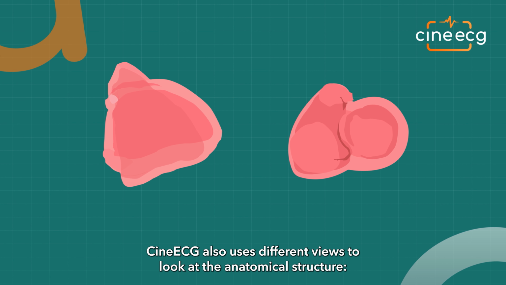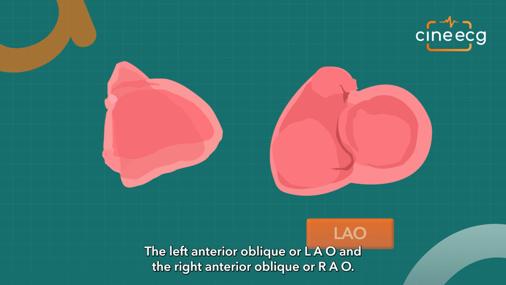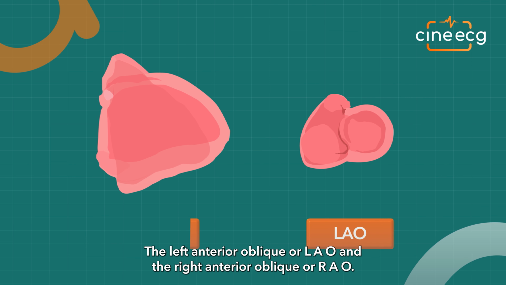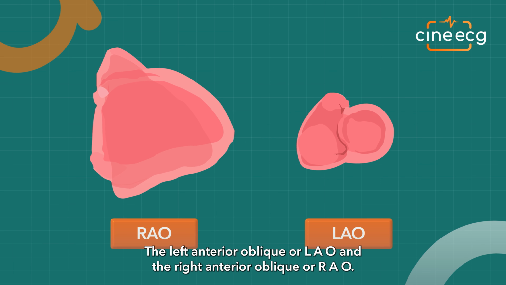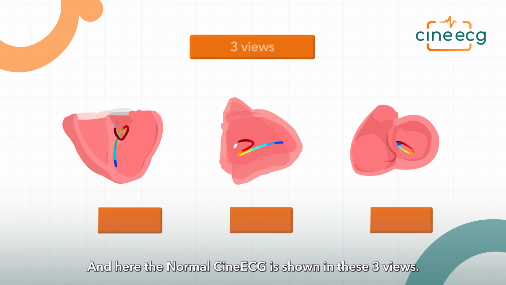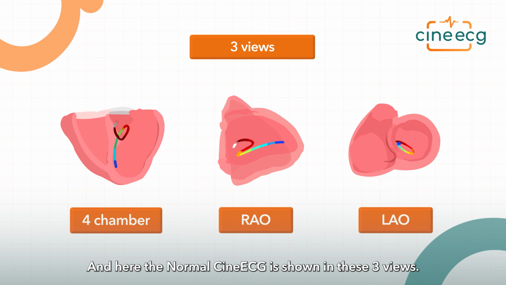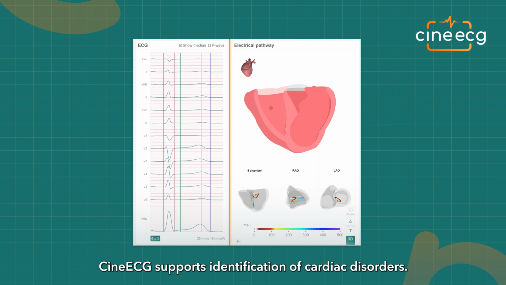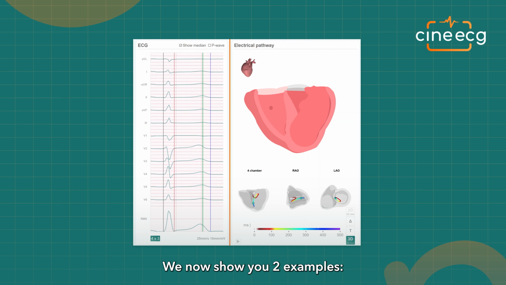CineECG also uses different views to look at the anatomical structure: the left anterior oblique or LAO and the right anterior oblique or RAO. And here, the normal CineECG is shown in these three views. CineECG supports identification of cardiac disorders. We now show you two examples.